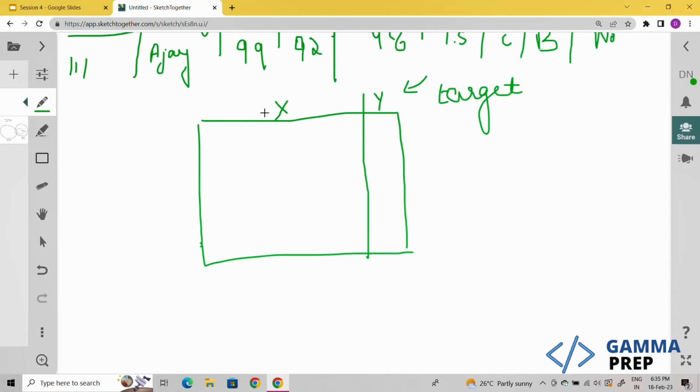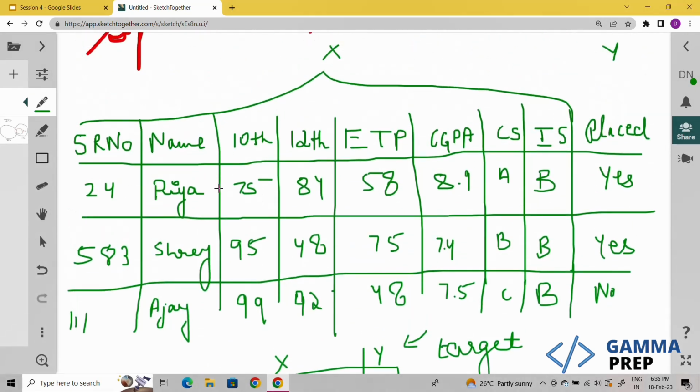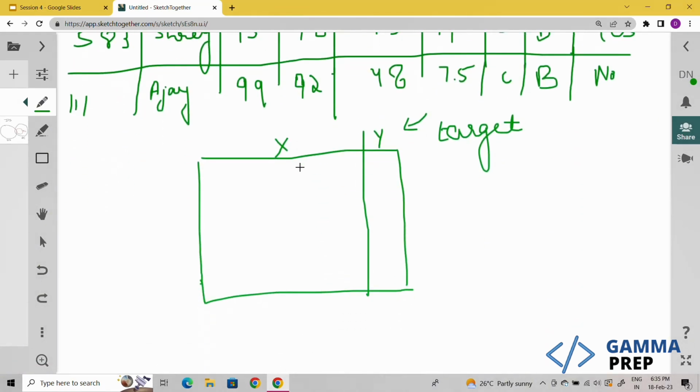So X is basically the attribute which is going to affect our Y, and Y is the dependent attribute that depends on X. So all these, serial number, name, 10th, 12th, all of them are independent attributes, whereas the placement status is a dependent attribute which depends on all these independent attributes. And our aim in this situation is to predict whether the student will be placed or unplaced. That is the new student that comes in.